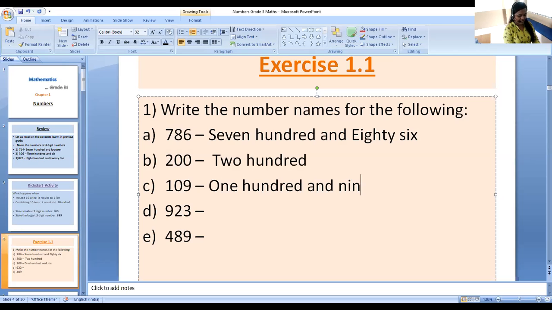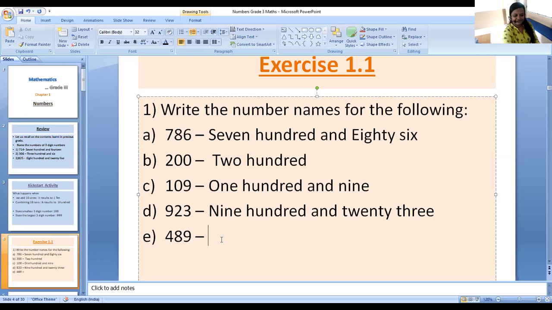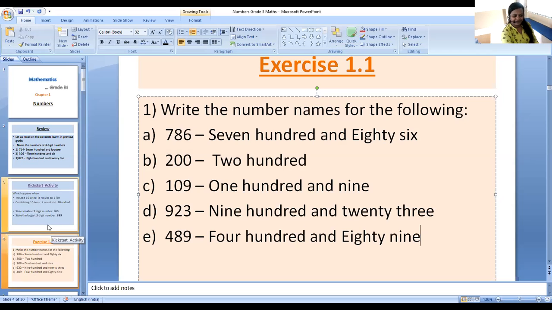And 923. How would we read this number? Yes, it is 923. Last, that is 489. It is 489. Pretty easy.